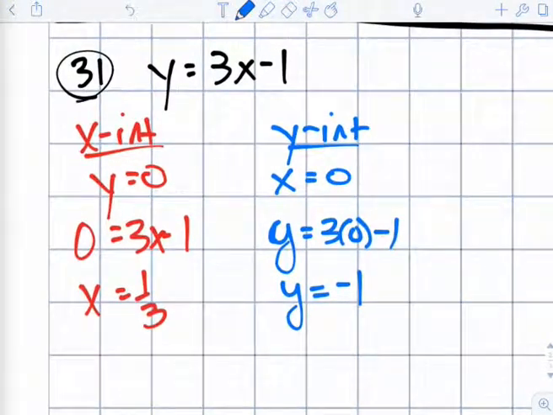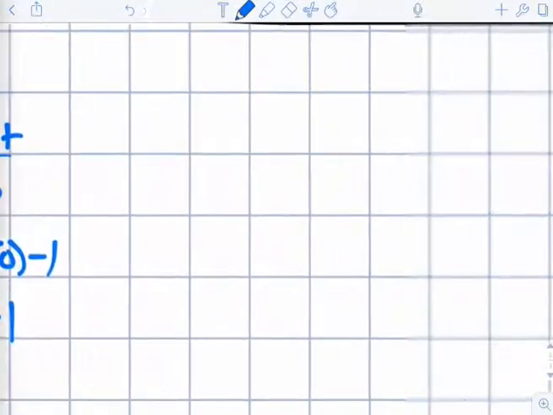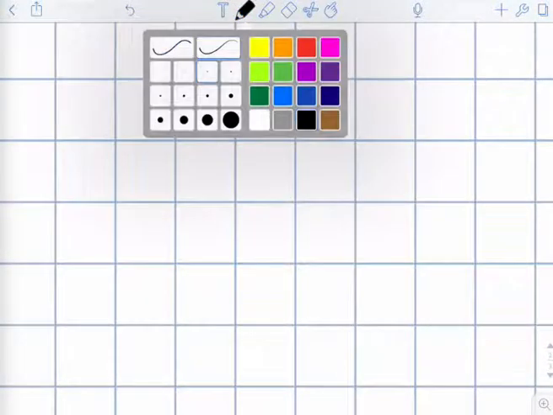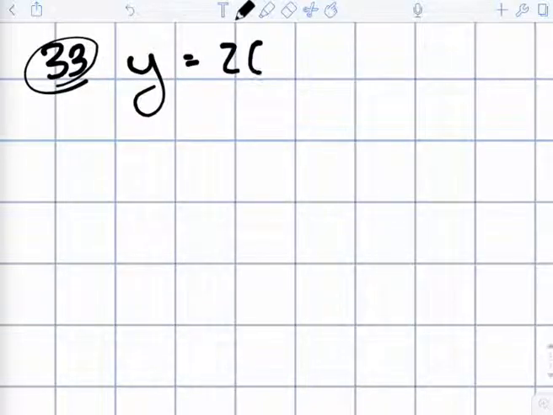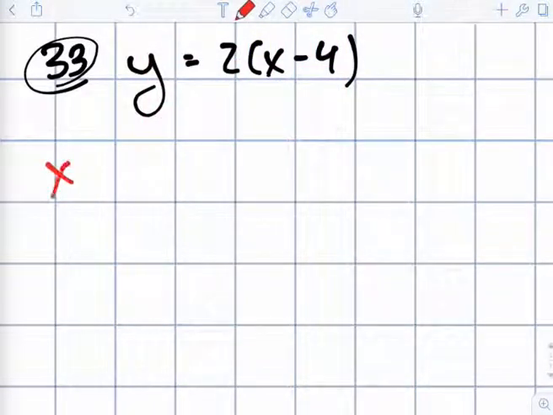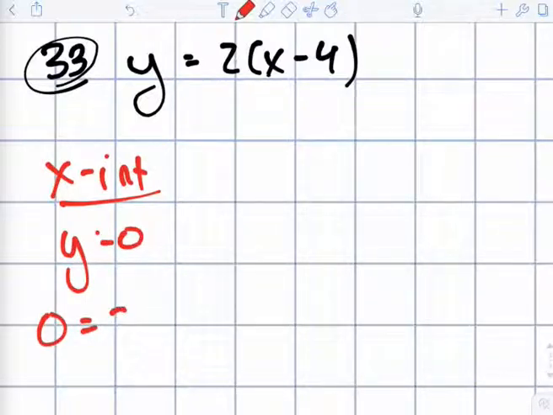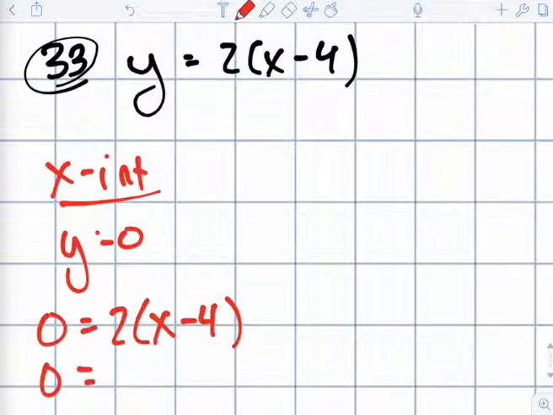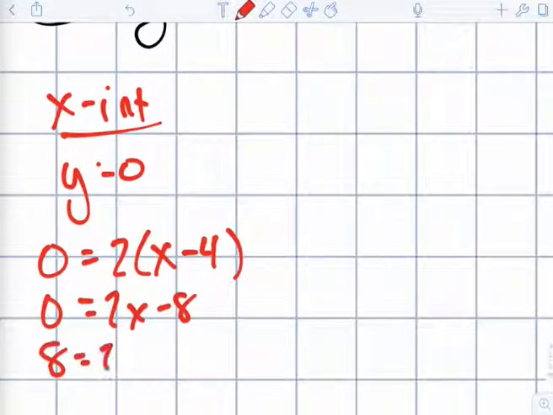My x-intercept is 1/3, my y-intercept is negative 1. 33. Y is equal to 2 times x minus 4. So again, if I find my x-intercept, x-intercept says y is equal to 0, so 0 is equal to 2 times x minus 4. 0 is equal to 2x minus 8, and 8 is equal to 2x, so x is equal to 4.